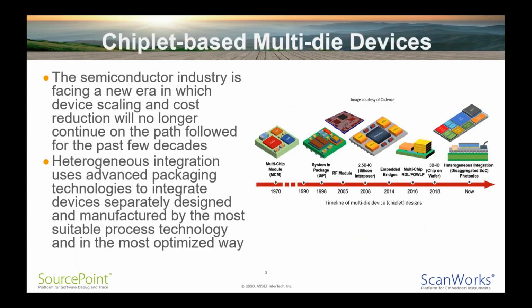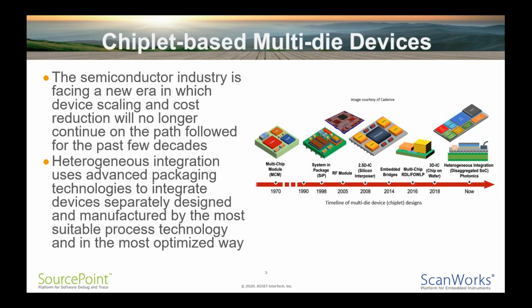The semiconductor industry is facing a new era in which device scaling and cost reduction will no longer continue on the path followed for the past few decades. Packing more transistors onto a monolithic chip has become more difficult and expensive. Semiconductor companies are looking for technology solutions to bridge the gap and to improve cost and performance, while at the same time adding more functionality to their chips. This search has led to the packaging innovation known as heterogeneous integration. Heterogeneous integration uses advanced packaging methodologies to integrate devices which can be separately designed and manufactured by the most suitable process technology and in the most optimized way.